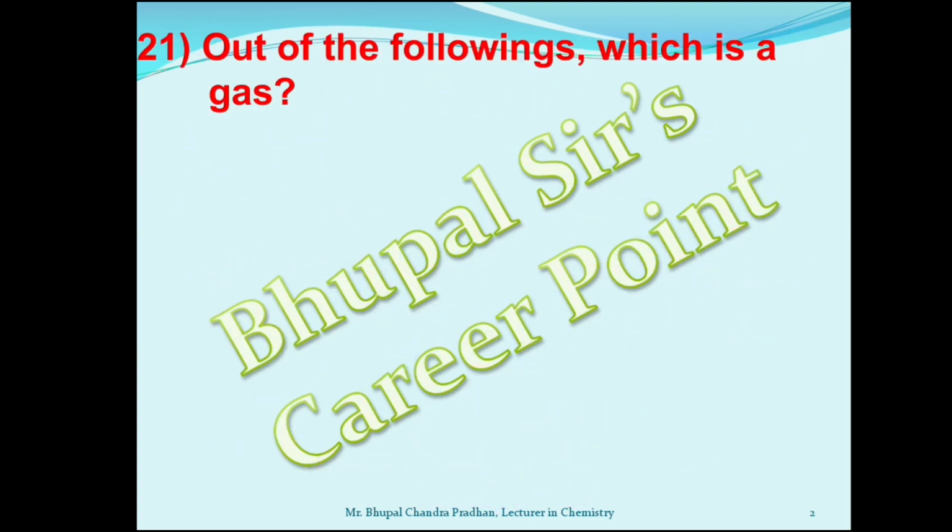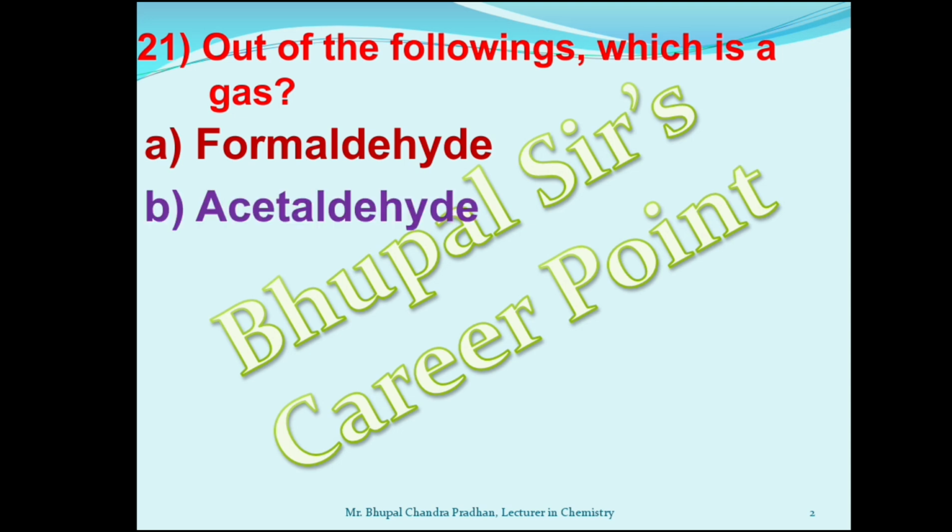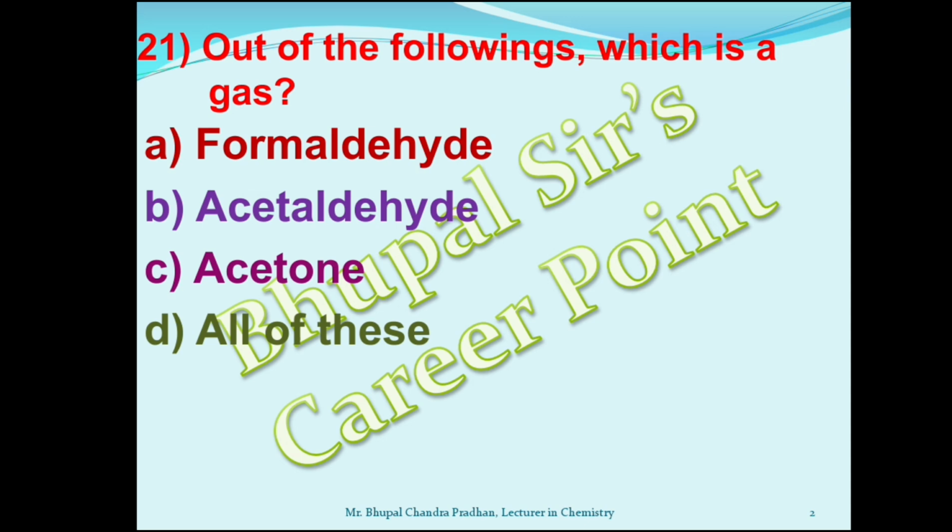Now, let us come to the first question of this session. Out of the following, which is a gas? Option A, formaldehyde. Option B, acetaldehyde. Option C, acetone. Option D, all of these. Students, try to give the correct answer.